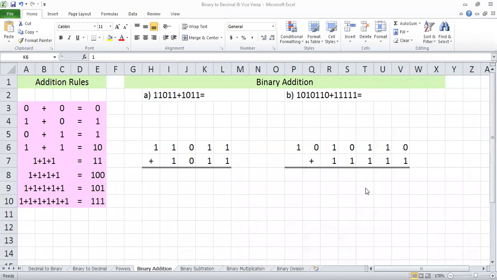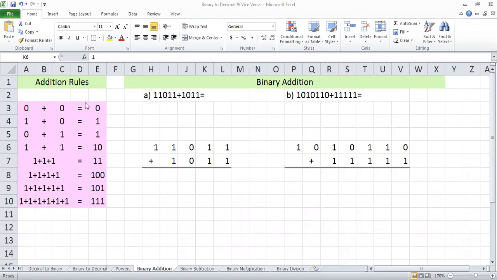Good morning, everyone. In the last class, we have already learned how to do decimal to binary conversion and from binary to decimal conversion. Now, this time we have to understand how to do binary addition, subtraction, multiplication, and division.